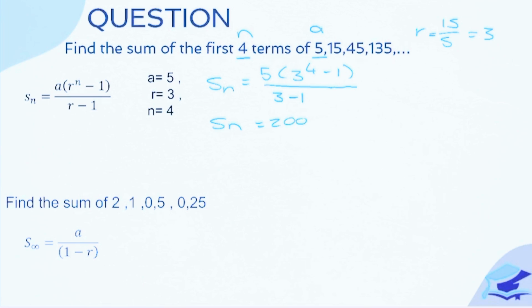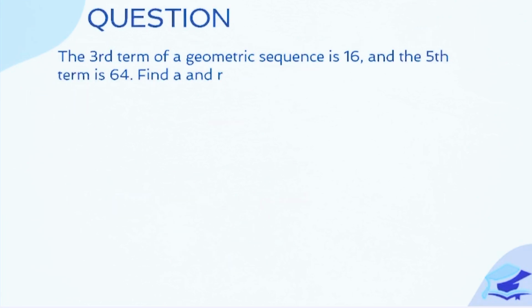Find the sum of 2, 1, 0.5, and 0.25. a is 2, r is 1 divided by 2, which gives us 0.5. We plug these values into the sum to infinity formula. The answer is 4.